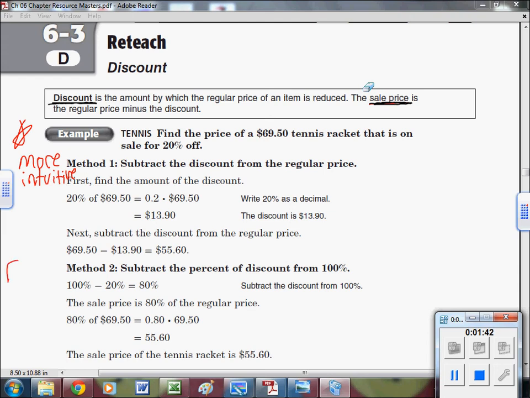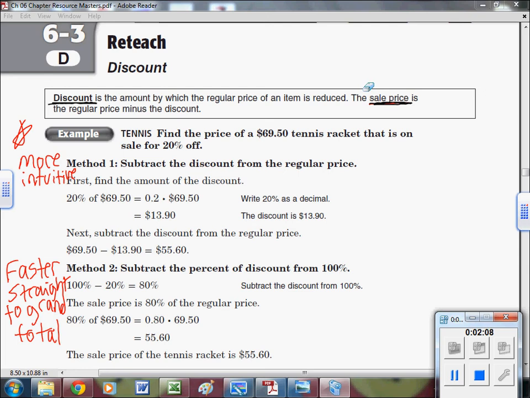Method two is going to be faster. And before I even do it, I just want you to know method two is going to go straight to your grand total. So I'm just going to say straight to grand total. It does not tell you how much the discount was. It does not tell you how much was taken off. It just simply tells you what is the new total after the discount. We'll talk about both methods. So let's do this example.